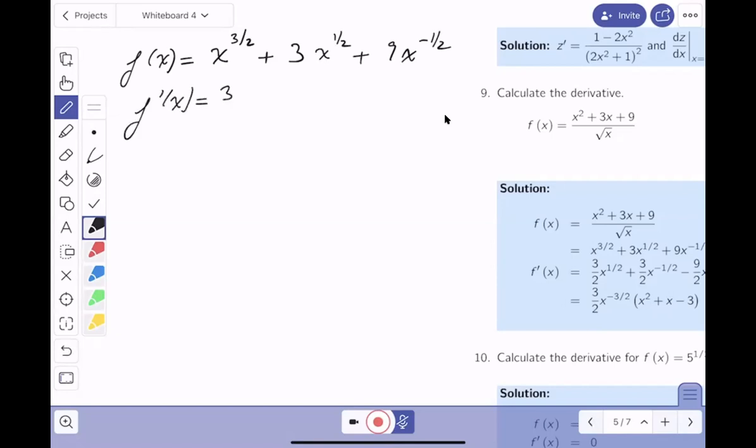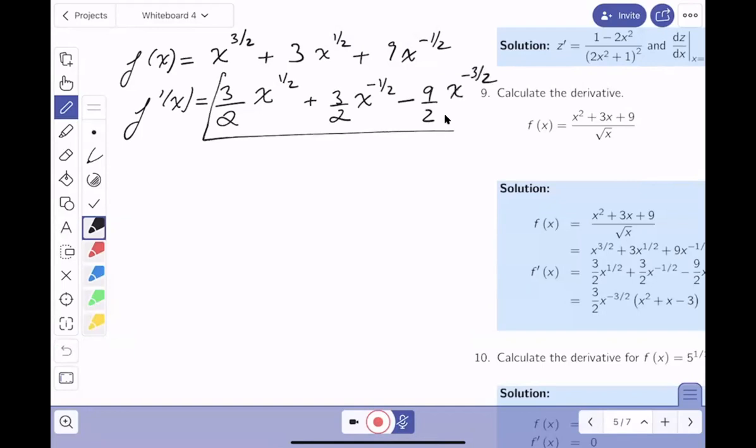And what do you get? 3 halves x to the minus 1/2 plus, I'm sorry, I made a mistake right from the get-go. If I took 1 from 3 halves, it's going to be 1/2. I'm sorry. Plus 3 halves x to the minus 1/2 minus 9 halves x to the minus 3 halves. Well, I like it. It's a good answer.